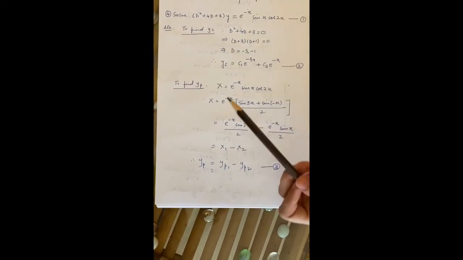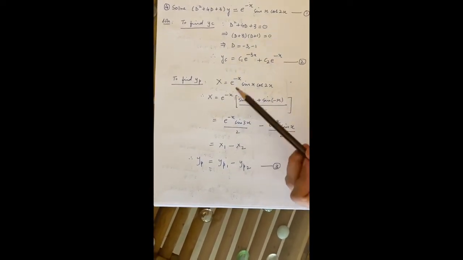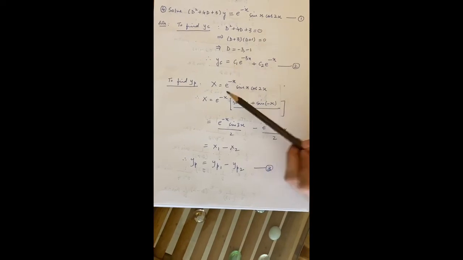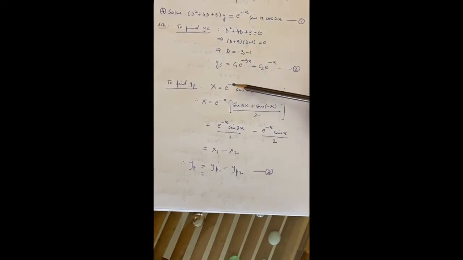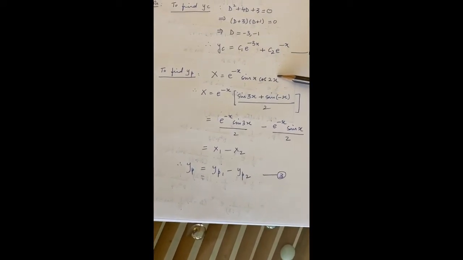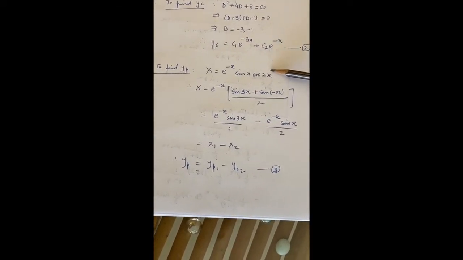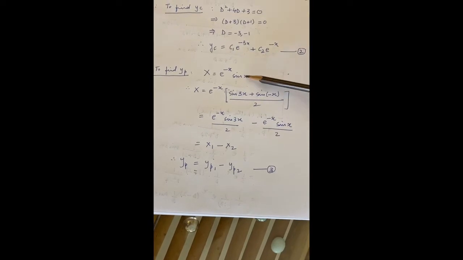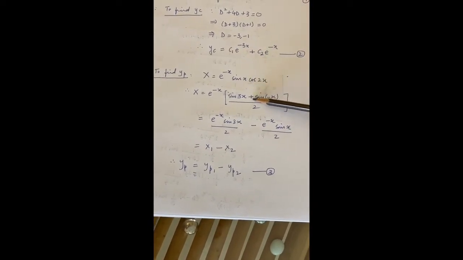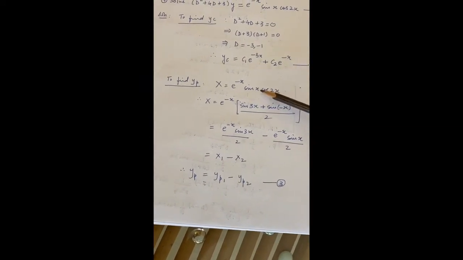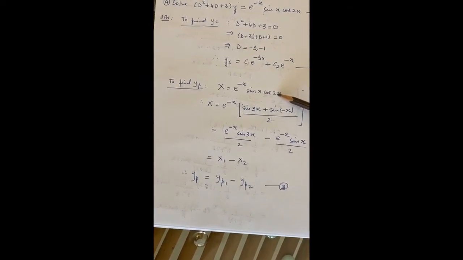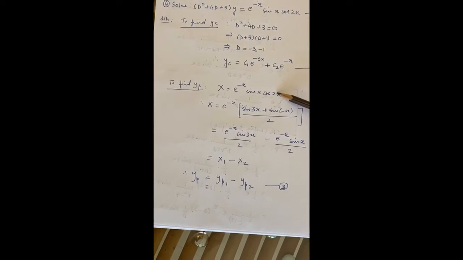This is quite straightforward. Now to find yp, we see that capital X is e^(-x) into sin x into cos 2x, correct? So this is a product of three functions, alright? What we'll do first is, we will write the product of sine and cos as a sum. So I hope you remember sin A cos B is sin(A + B) plus sin(A - B) divided by 2.